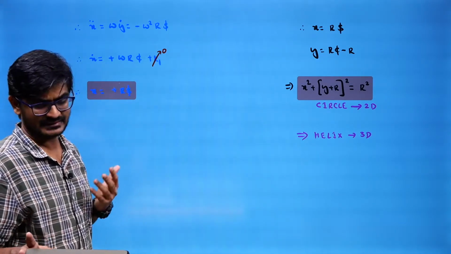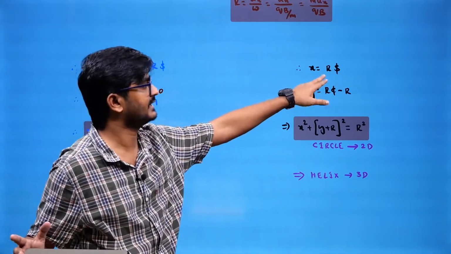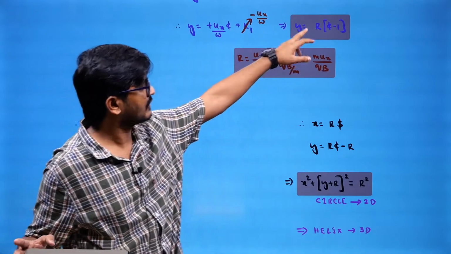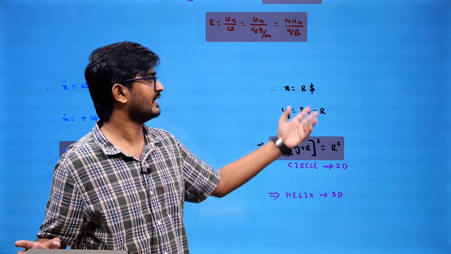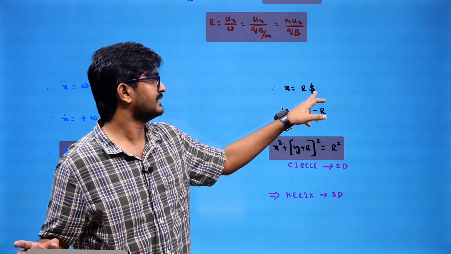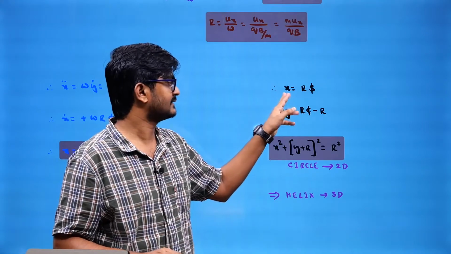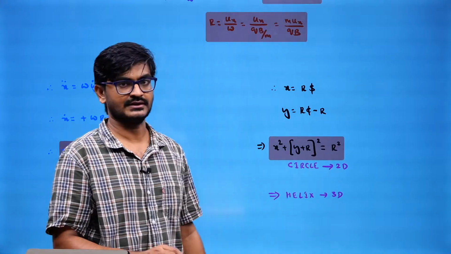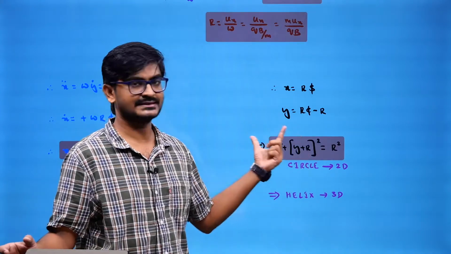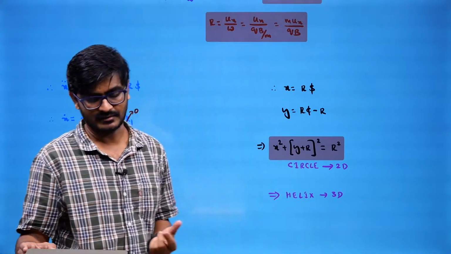Anyway, the method is not so important, but what is the result I got? x equal to r sin omega t, y equal to r cos omega t minus r. If I want to eliminate time, with r sin and r cos, I need to square them and add them. So what will I be getting? x square plus (y plus r) whole square equal to r square. So what does this represent? This represents a circle whose center coordinates are 0, minus r.